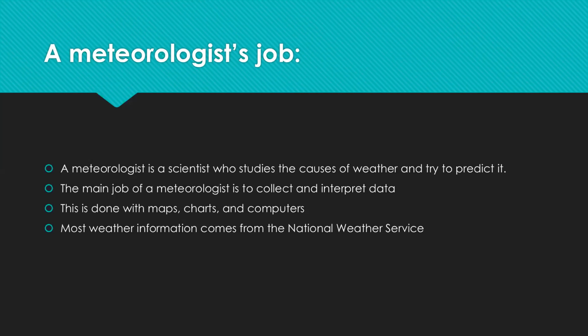Now that they have better technology, and we'll get into this a little bit later on, they're able to see things on a bigger scale, not just locally. So they're able to predict better. They do this with maps, charts, and mostly computers now. The main source of weather information in the United States is the National Weather Service.